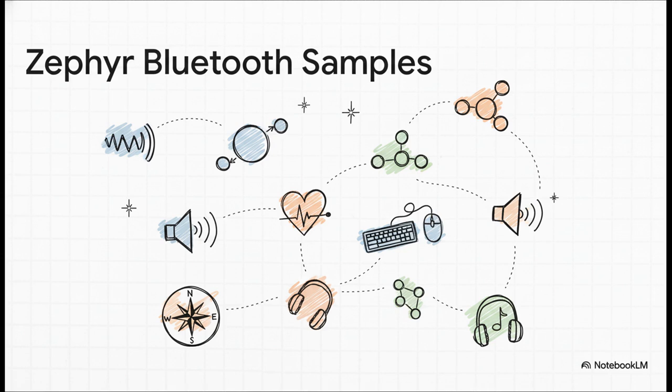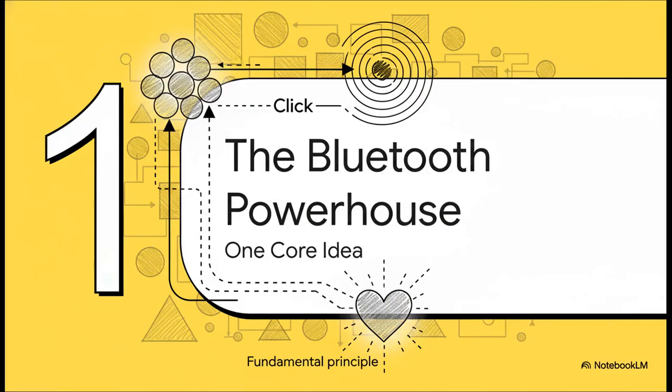But what if I told you that this entire massive universe of features is all built on one single, really elegant idea? That's what we're going to break down. Right, because underneath all that seeming complexity, there's a really smart architecture. And once you get that one core principle, everything else just kind of clicks into place. So let's pull back the curtain and see what makes this whole thing tick.